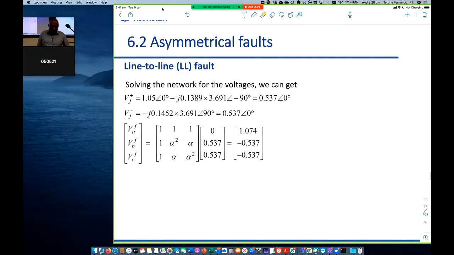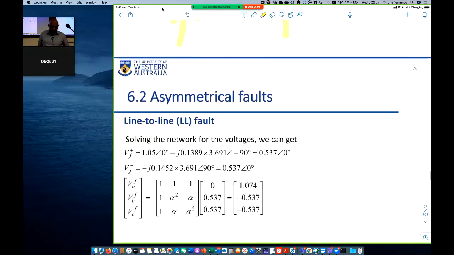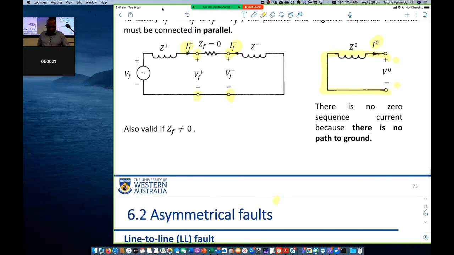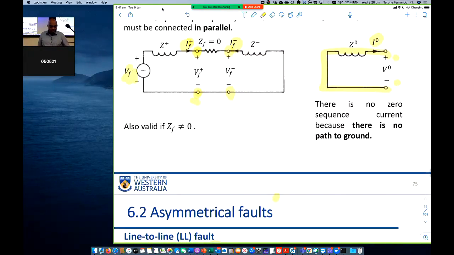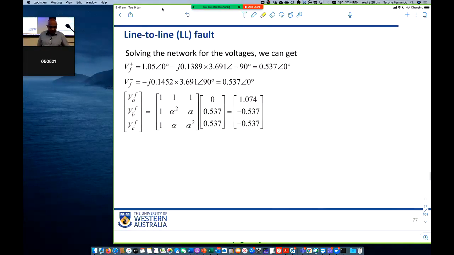Then we can solve for voltages as well. Positive sequence voltage is just the voltage that appears across here. We can calculate that because we know the current. Therefore, we can calculate VF plus and VF minus, which are the same, right? We can calculate VF plus, which is this value here. VF minus is the same. Zero sequence voltage is 0. So this is the positive sequence voltage. This is the negative sequence voltage.